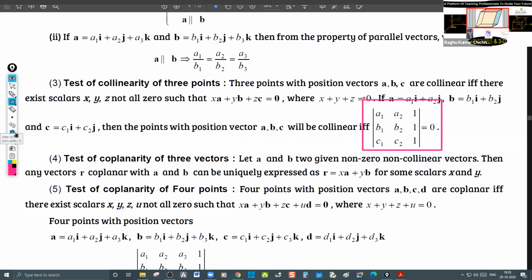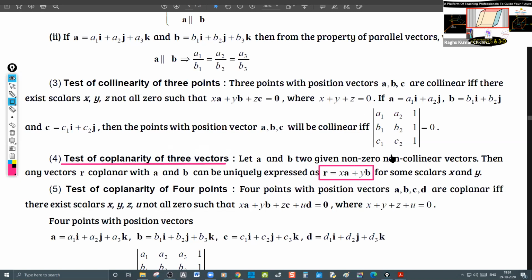So, next, test of coplanarity of 3 vectors. This is very important in every examination, almost right from the board till the end of the advanced level, you will have this one. Test of coplanarity of 3 vectors. And if you remember well, my dear students, I derived this.